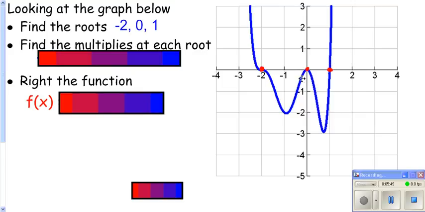Here at 0, though, it doesn't actually cross. It just bounces off. So that means it has to be an even multiplicity. We don't know which even from just looking at the graph, but I'm going to just choose the first even and say it's a multiplicity of 2.